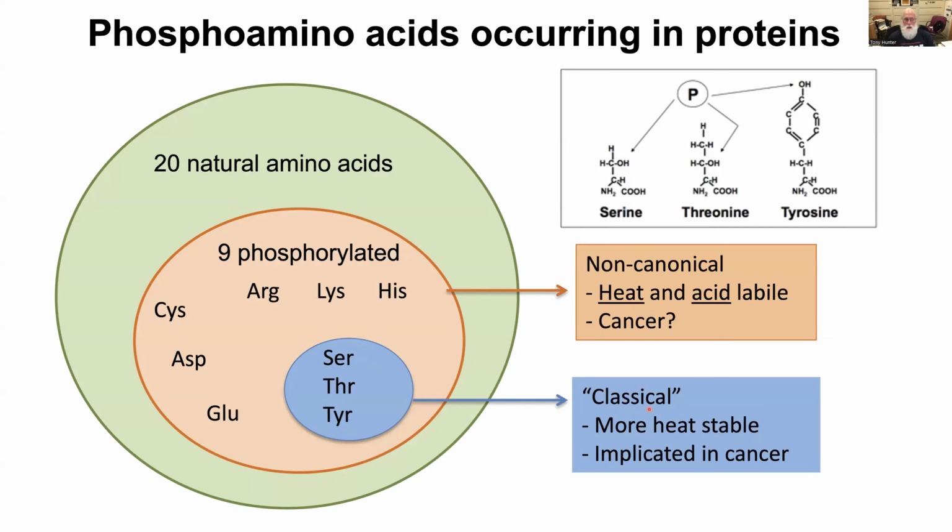But you may not all know that 6 other amino acids can be phosphorylated. 3 basic amino acids, arginine, lysine, and histidine. The 2 acidic amino acids, aspartate and glutamate, and cysteine. And these non-canonical phosphorylations generate phosphate linkages that are heat and acid labile. And we know very little about their functions and whether they're involved in diseases such as cancer. So I'm going to talk to you about our work on histidine phosphorylation.